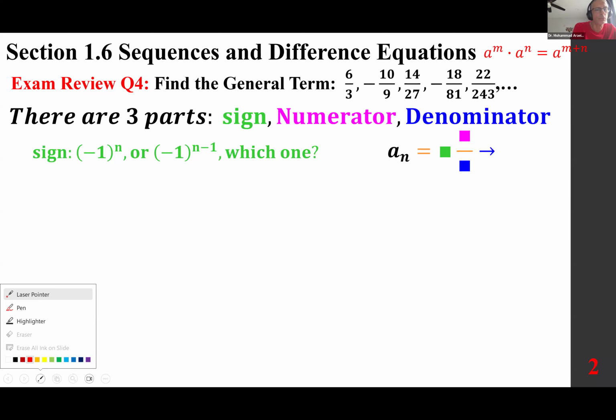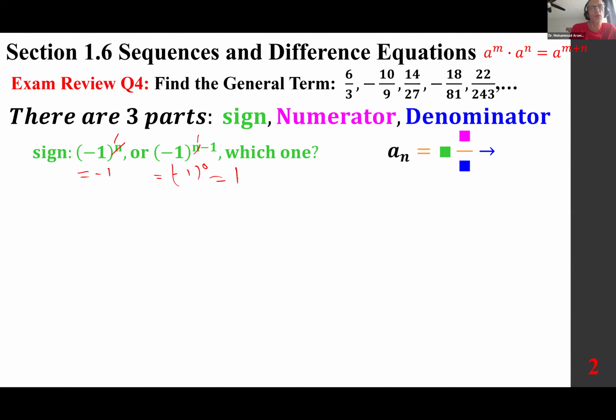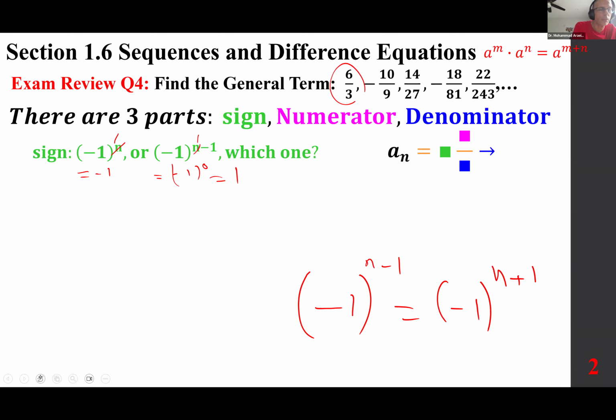So all you have to do, check. If I use 1 here, I hope you see that you get negative 1. If I use 1 here, I get negative 1 to the power of 0, which is positive 1. Because the first one is positive, that's what you're going to use. Also, negative 1 to the power of n minus 1, negative 1 to the power of n plus 1, they result in the same answer, okay? So in some texts, they may use any of them, okay?